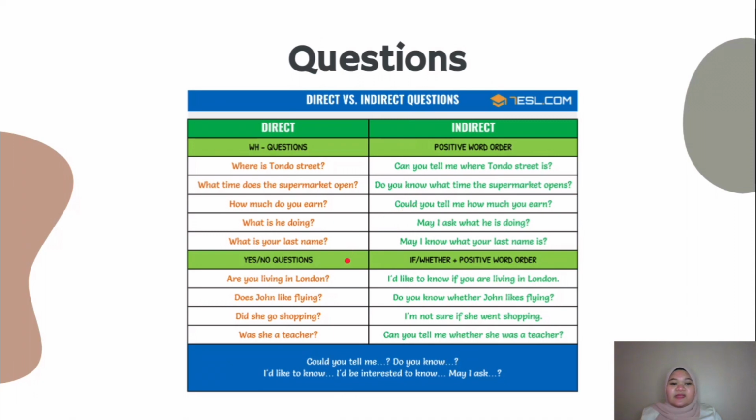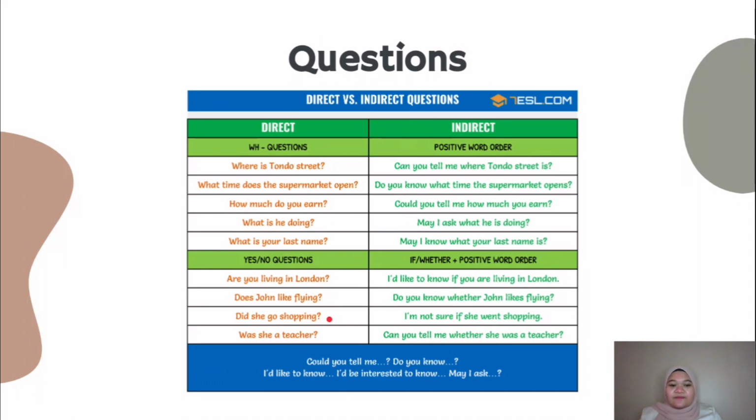Alright? Second, these are the yes or no questions. For direct, are you living in London? When we change to the indirect, I'd like to know if you are living in London. Number 2, does John like flying? When we want to ask people with indirect questions, we will say, do you know whether John likes flying? Okay.